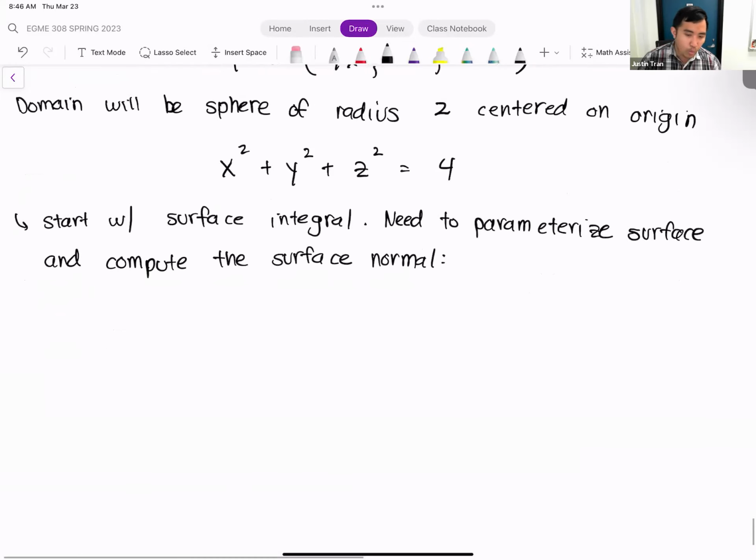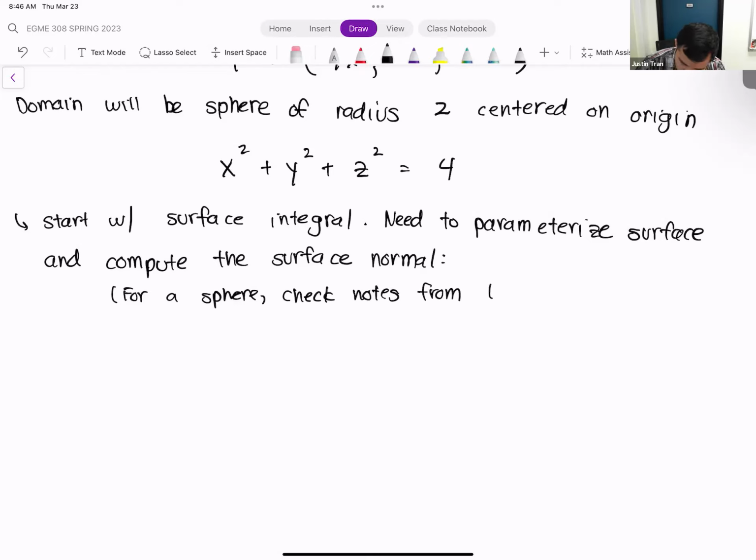And so luckily, we're working with a sphere here. We talked about the parameterization of a sphere last time. So for a sphere, check notes from last time. For a sphere, our surface is given by r. Remember, function r is a function of u and v. So remember, for surfaces, we need two variables.